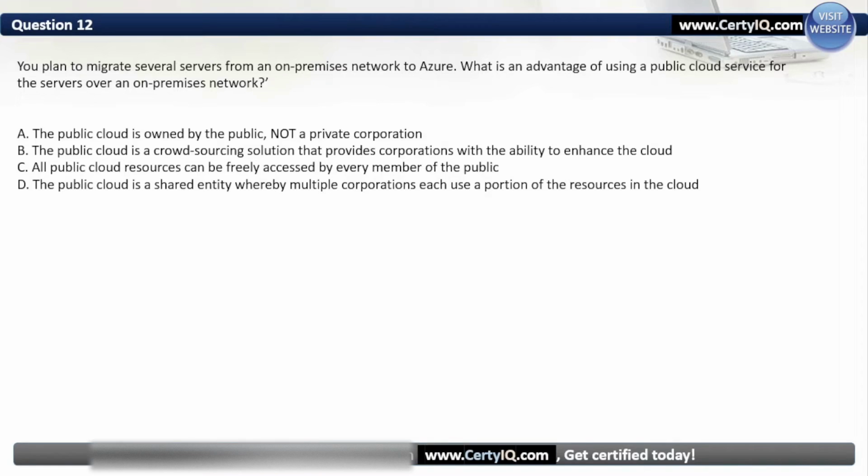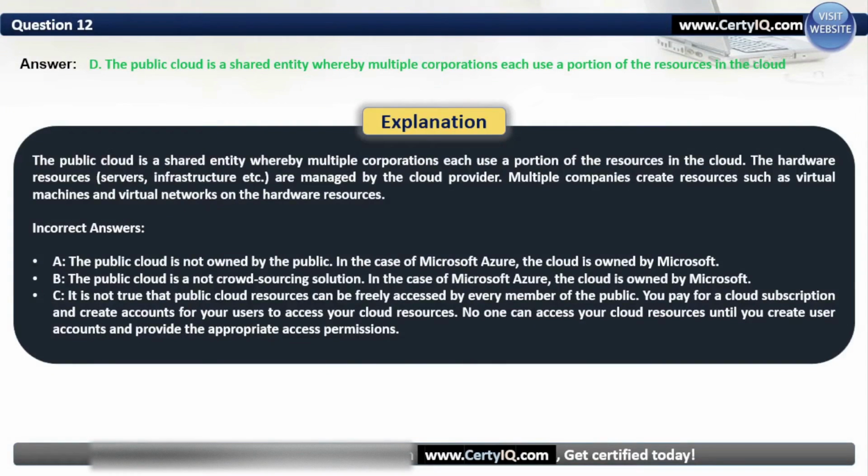The correct option is D. The public cloud is a shared entity whereby multiple corporations each use a portion of the resources in the cloud. The hardware resources are managed by the cloud provider. Multiple companies create resources such as virtual machines and virtual networks on the hardware resources.